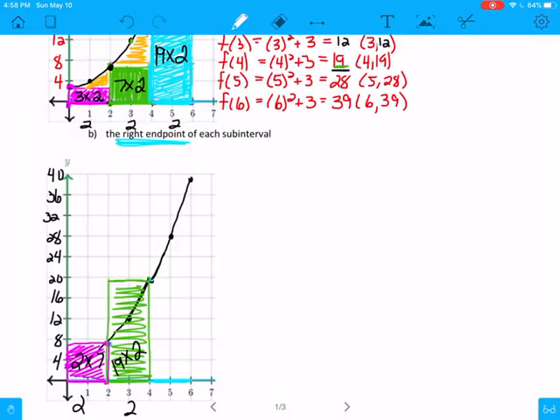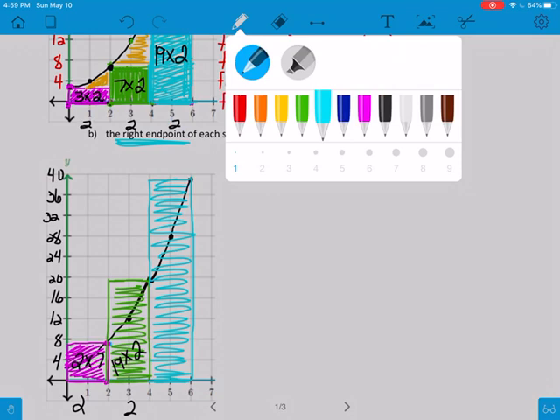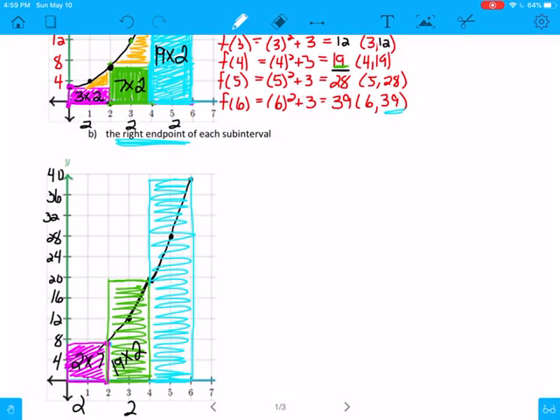And then blue, I'm going to follow it up the farthest right, up to its endpoint, which is 39. Follow it over. These are all the right endpoints. Okay. And so its rectangle height is 39, the y for 6, times 2. The width doesn't change. So this one's 39 times 2.